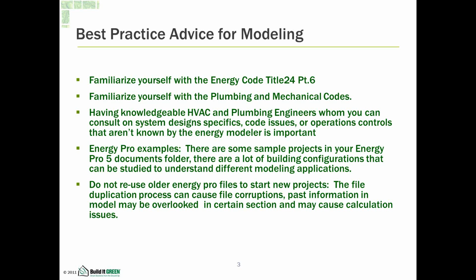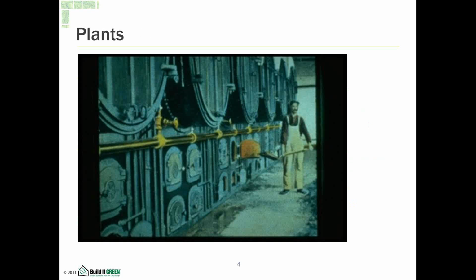Another good best practice is to not duplicate or reuse your old files. The file duplication process, I've found, has caused some file corruptions, and calculations will just come out a little wacky. Also, past information that you might have used for a prior model might be overlooked and may cause a building to not comply or not meet savings. So my best practice is always start fresh and give yourself time to do a full Energy Pro BLD tree, or give yourself time to check an existing file to make sure there aren't any corruption issues.